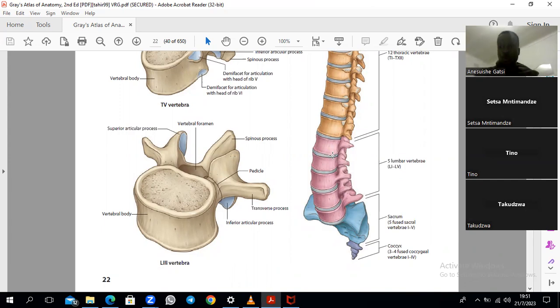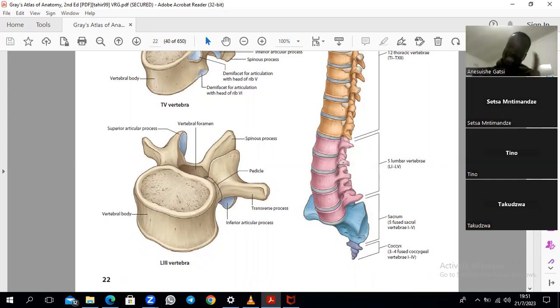There are muscles as well. The muscles, I'll talk about them separately because it's another talk on its own. But ligaments in this region include your longitudinal ligaments. So longitudinal ligaments extend all the way down to this region.